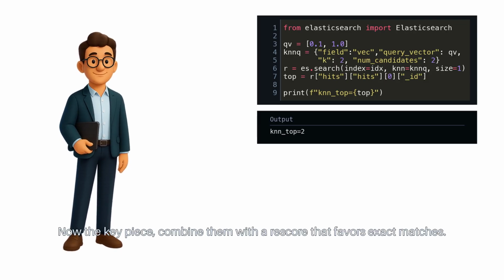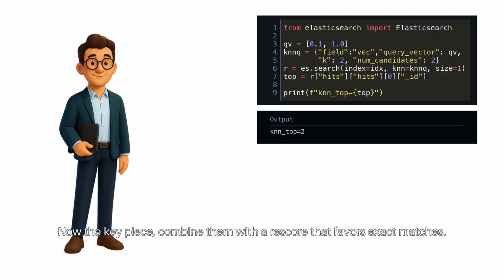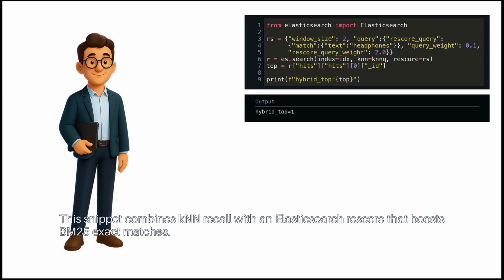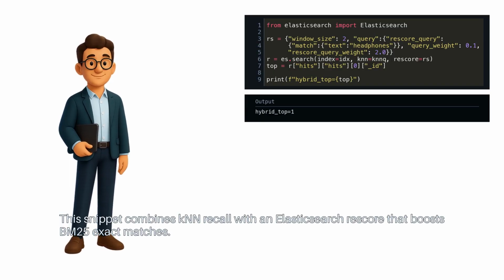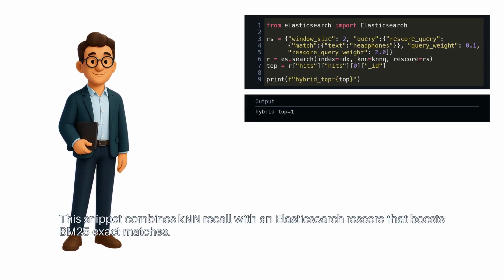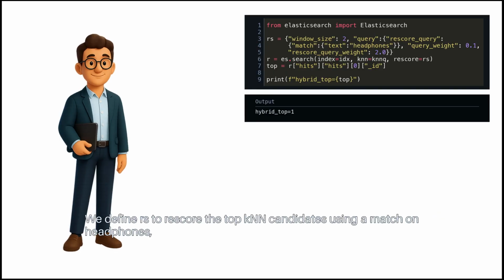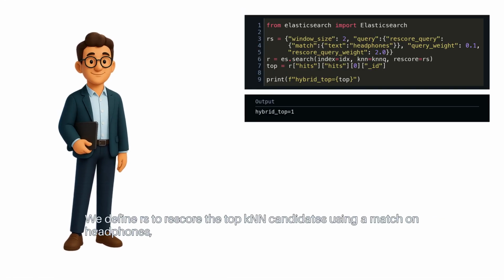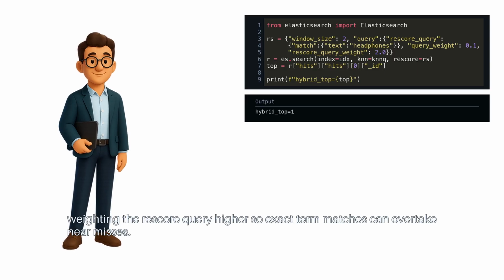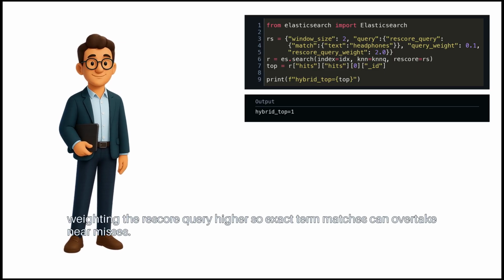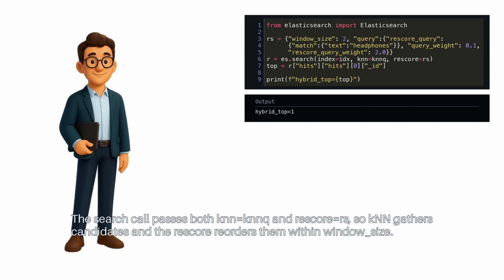Now the key piece. Combine them with a rescore that favors exact matches. This snippet combines kNN recall with an Elasticsearch rescore that boosts BM25 exact matches. We define RS to rescore the top kNN candidates using a match on headphones, weighting the rescore query higher so exact term matches can overtake near misses. The search call passes both knn equals KNNQ and rescore equals RS.